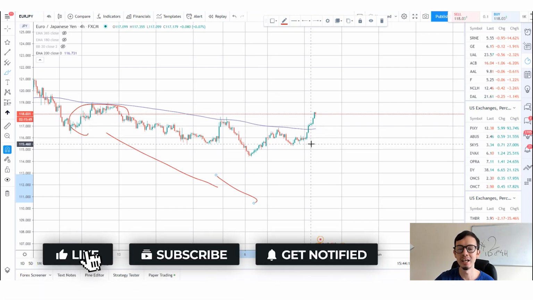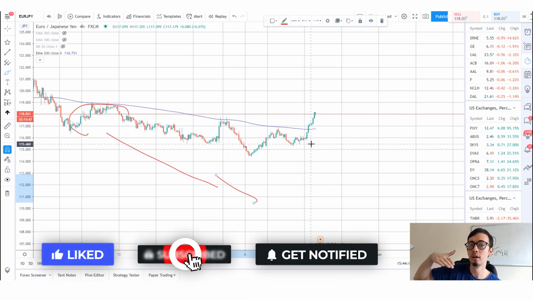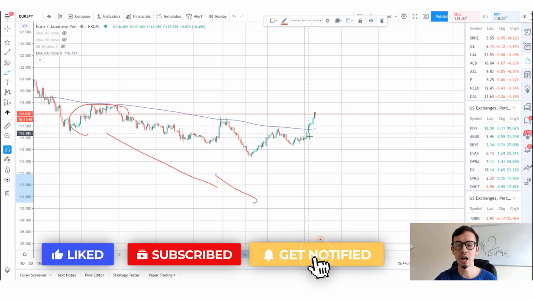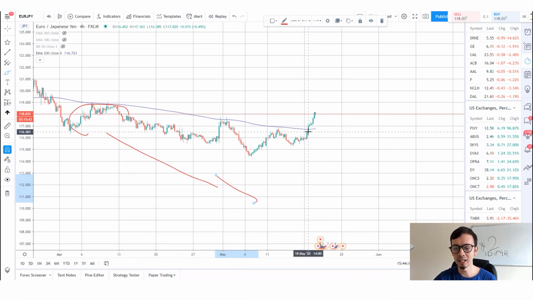Yes, yesterday the price broke up to the bullish side. And we can actually see when it happened. It actually happened yesterday at 2 o'clock. This candlestick broke out. And from this point forward, price is going up.